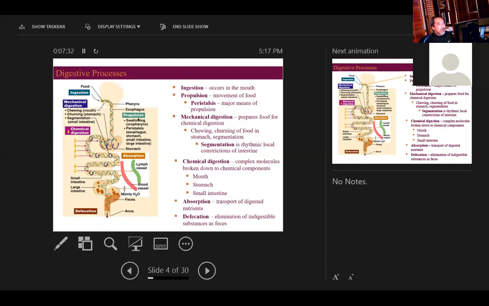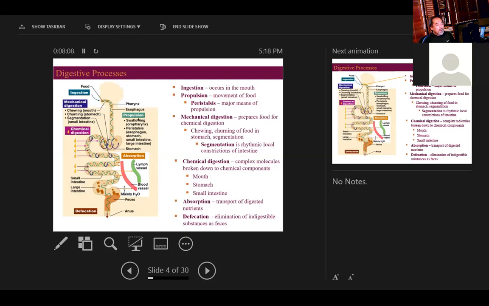But remember, that's still not a product that can be absorbed easily by your intestinal tract, and it has to be digested further by enzymes in order to get the small products that can pass through the epithelium of your jejunum and ileum. So chewing in the mouth, churning of food in the stomach, and segmentation, which is the rhythmic local constriction of the intestines, actually make the food into smaller pieces.